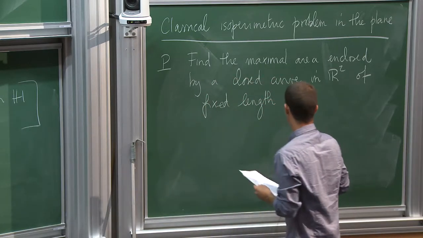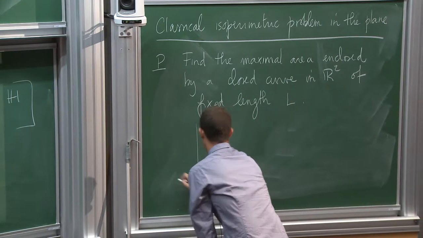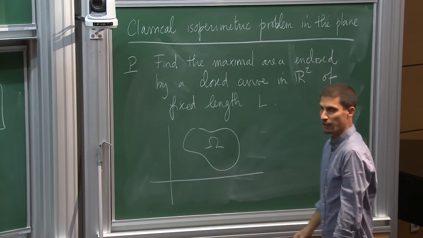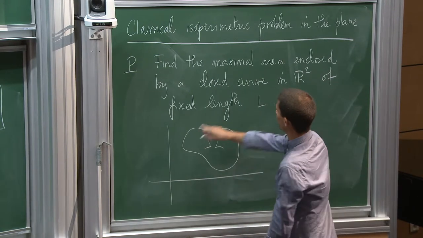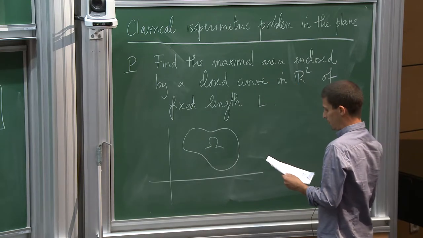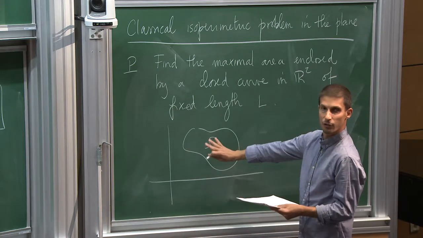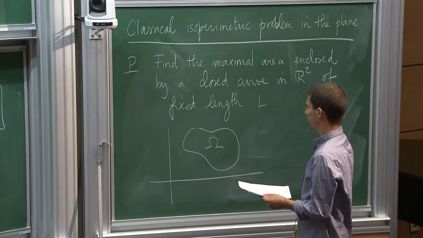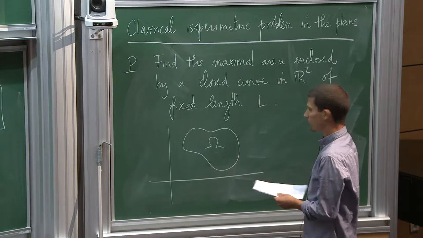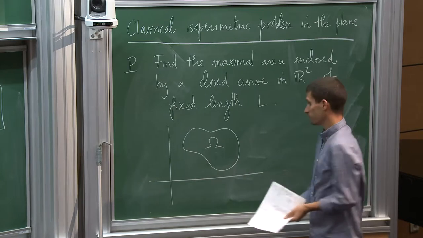L is a real number, maybe positive now. So you have L, your real number, and you look for a set omega, which is the area enclosed by the curve, and you want, given L, to maximize the area. And solutions, I don't know if you know, but it's quite classical, are circles, okay?